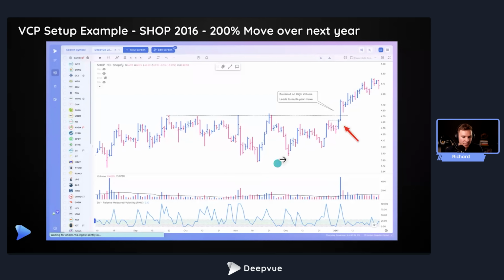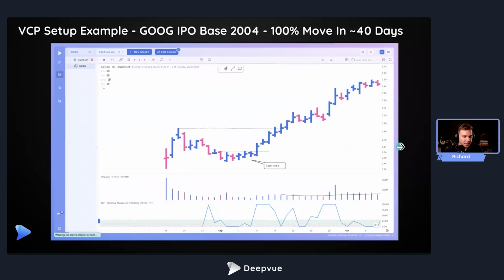So again, an example of a VCP with that last contraction being the short-term flag here, and that's what we can look to identify. And again, RMV going to 0 right during this flag, helping you identify that tight area really effectively. Here we've got the famous Google IPO base.